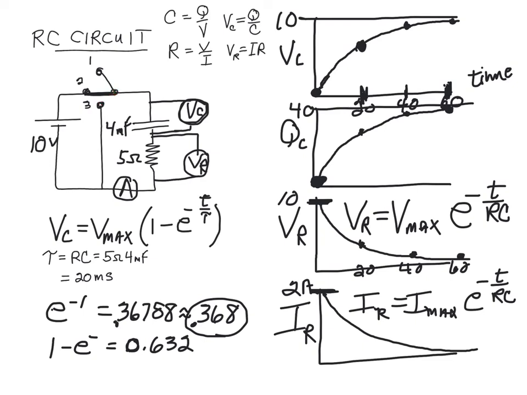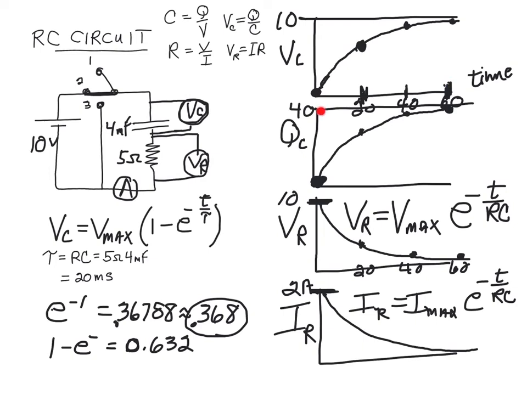So you should understand that when this is closed, now the battery's out of the picture, it's no longer there. The capacitor is charged to 10 volts, and the capacitor is going to discharge itself through the resistor. The time constant is going to be the same, but the voltage across the capacitor is now at 10 volts, and so it's going to decay.